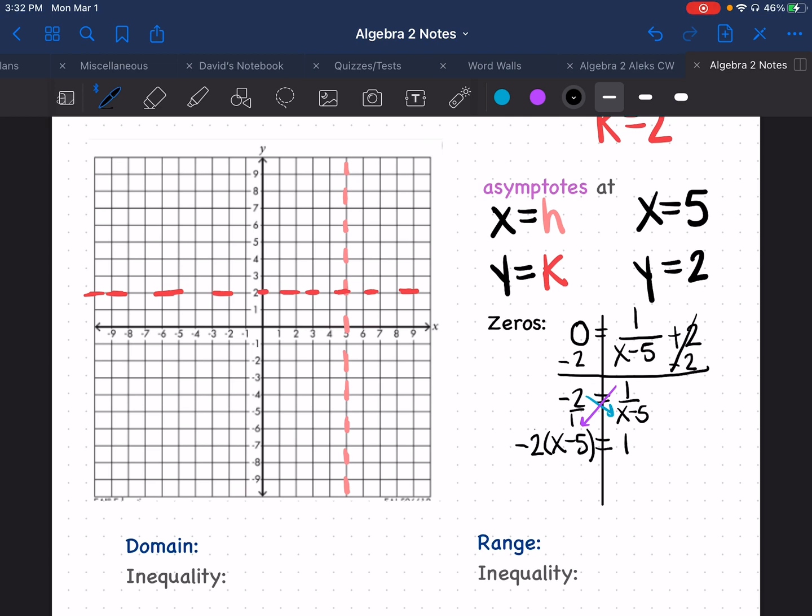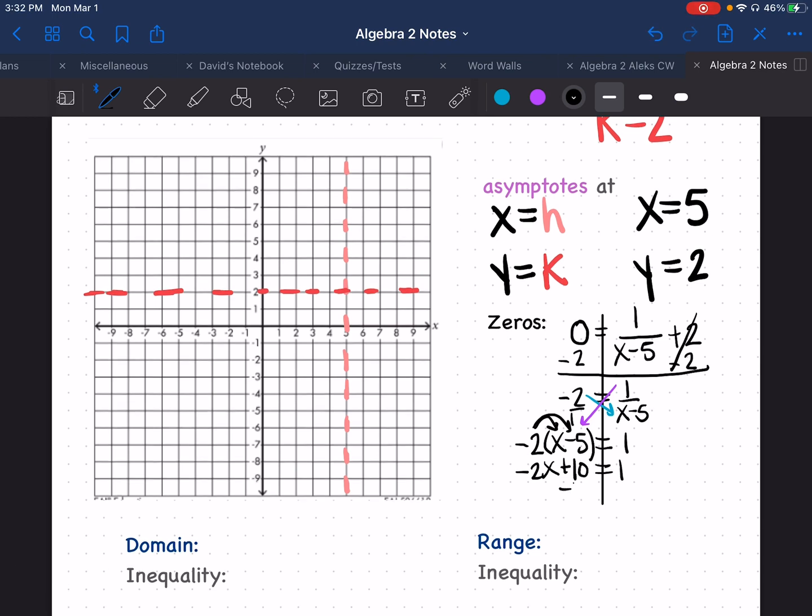I'm going to go ahead and distribute the -2, which gives me -2x, and -2 minus 5 would be a +10. Oops, I forgot the 1. There we go. I would simply solve this two-step equation in the normal fashion. Equals -9 divided by -2. A negative divided by a negative would be a positive. And so there's my 0, or I could even say it's at 4.5. I could even say my 0 is at 4.5.